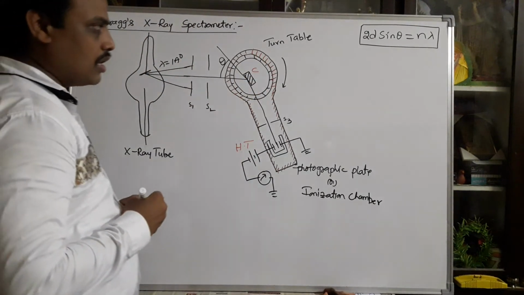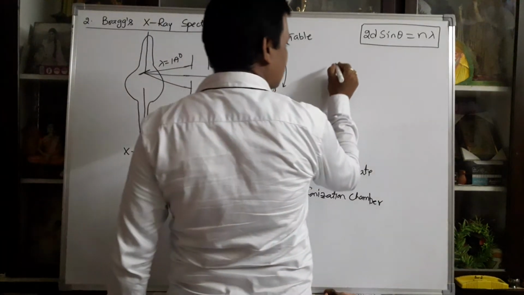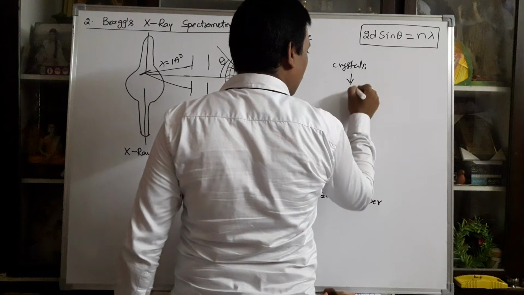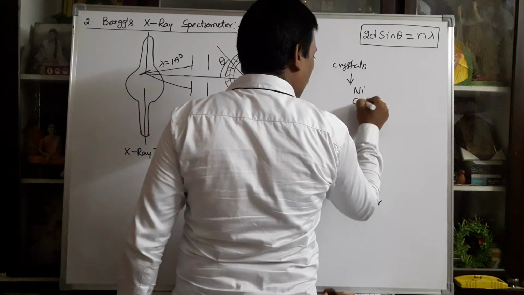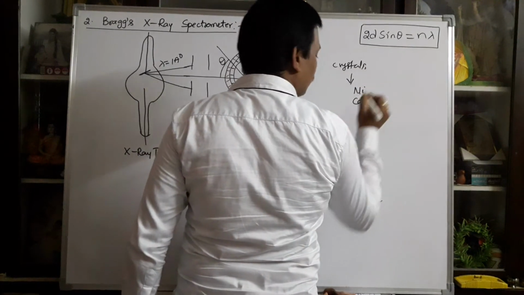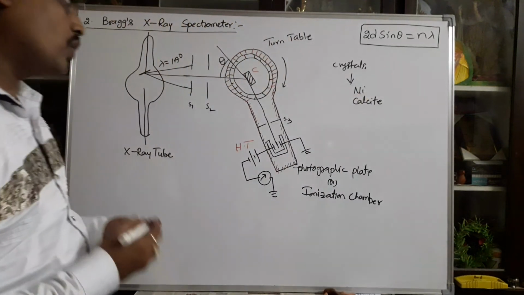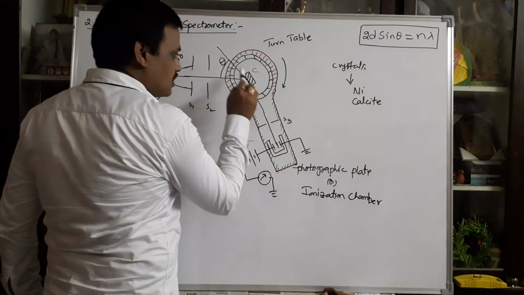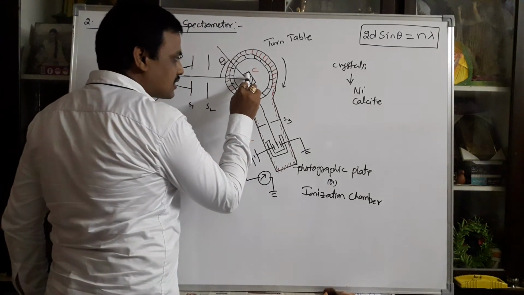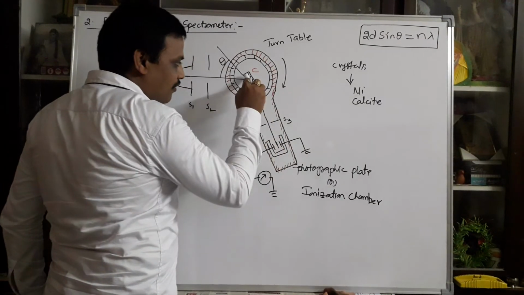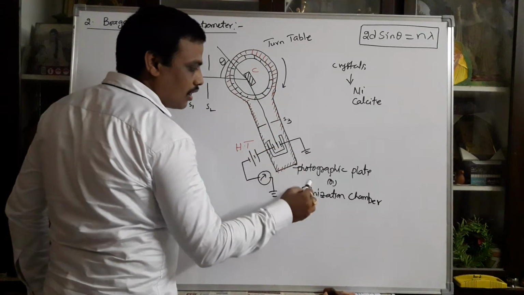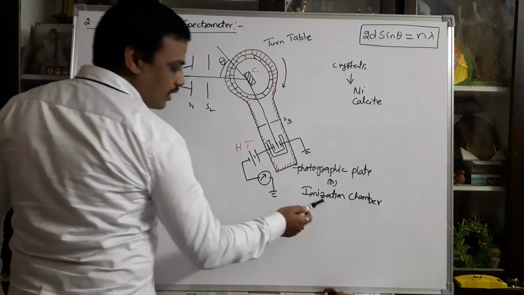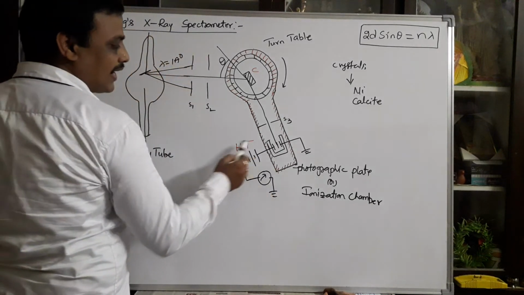Particularly, the crystals you can take are nickel, calcite, and so on. On the crystal, the X-rays are incident at a point, and the X-ray is diffracted like this. The diffracted X-ray is collected in the photographic plate, otherwise the ionization chamber. The ionization chamber consists of a high tension battery.